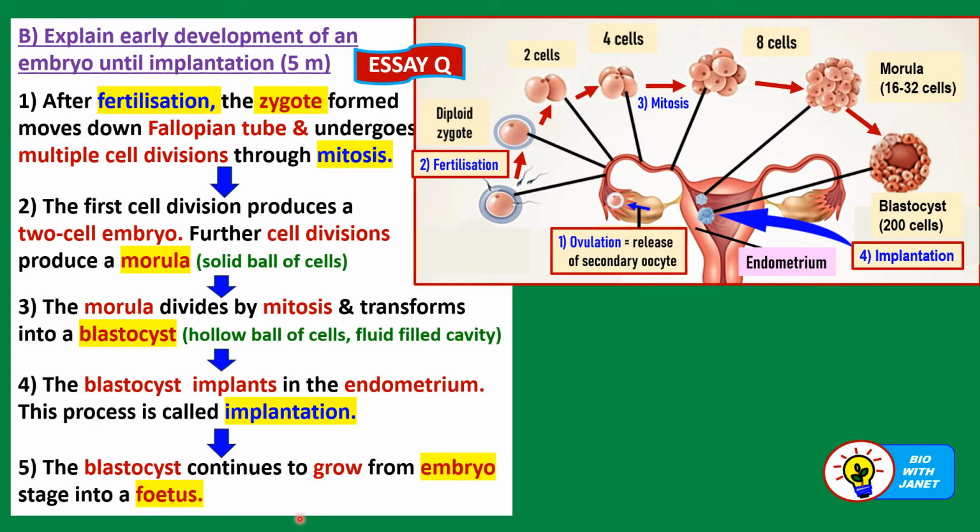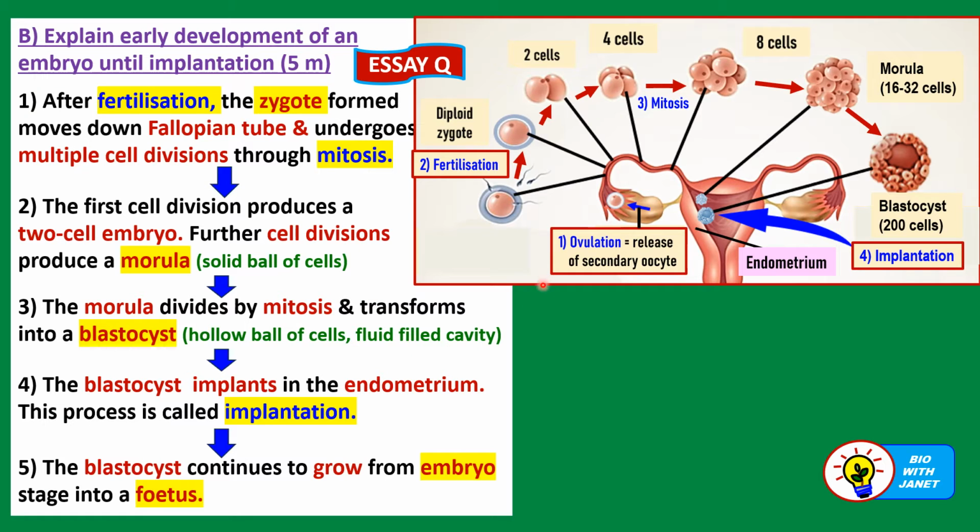So just now we've discussed the early development of the embryo until implantation. Let's say it's in the form of a question. You get this question: explain the early development of an embryo until implantation, 5 marks, for an essay question or structured question. So let's discuss the essay answer.